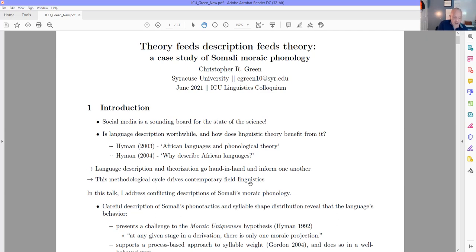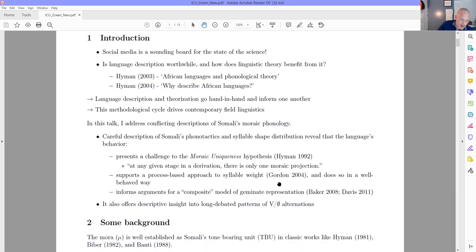And so as a field linguist and as a phonologist, this methodological cycle drives and really stands at the core of my own research agenda. And it's one that has been fully realized while recently working on my Somali reference grammar that Professor Lee just mentioned. Today, I hope to demonstrate its utility with a case study of Somali moraic phonology.